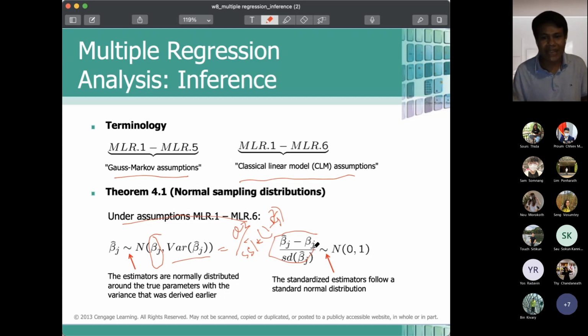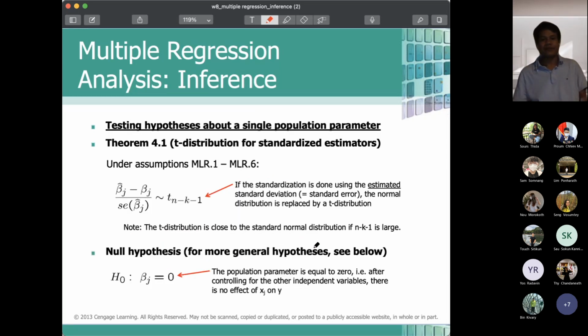All right, so we obtain the standard deviation estimator. We want the standard deviation. All right, next. In order to go next, the important thing is to understand how we test hypotheses. In order to test hypotheses about a single population parameter, we need this t distribution from the earlier theorem.